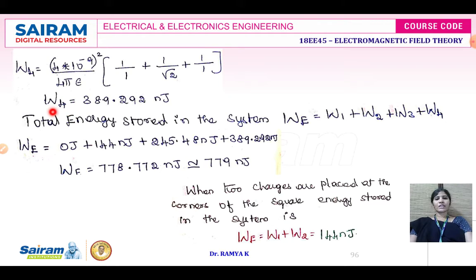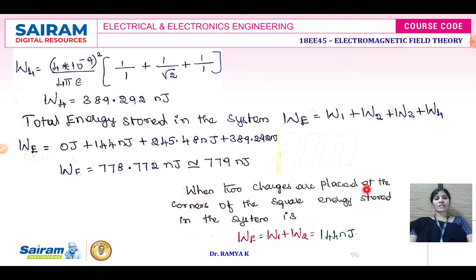At that time, if we substitute the values of Q1, Q2, Q3 in the presence of Q4, the total work done obtained is 389.292 nanojoules. The total energy stored in the system is going to be WE, which is W1 plus W2 plus W3 plus W4. Therefore, the total energy is 779 nanojoules.